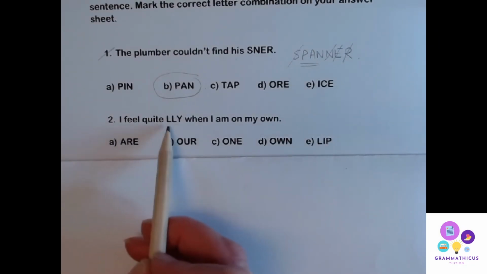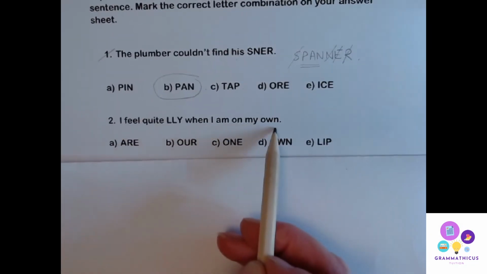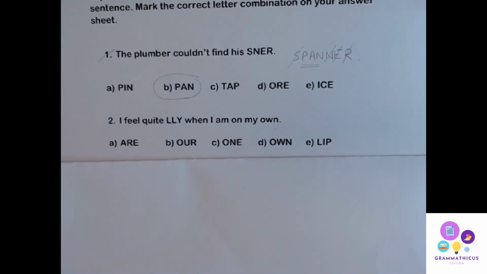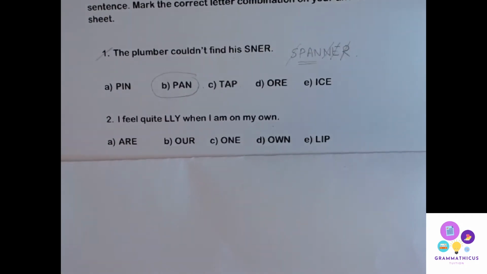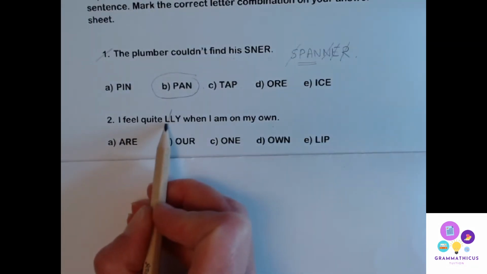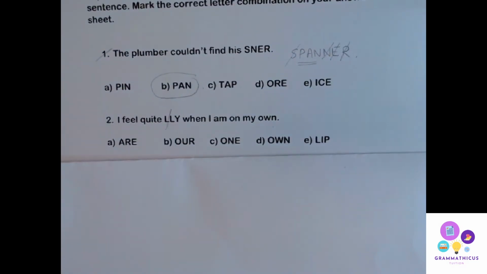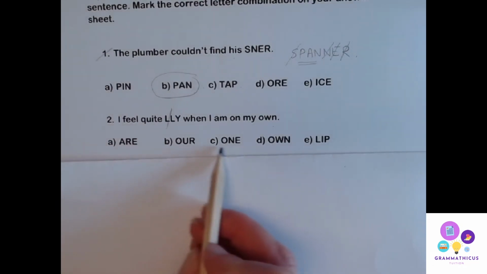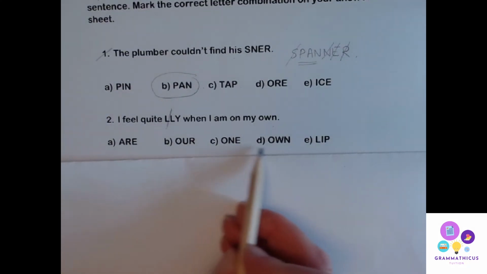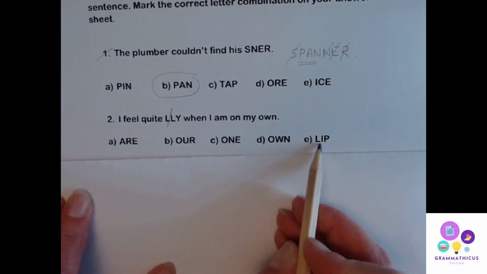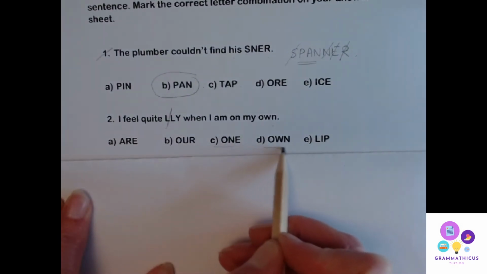It says, I feel quite LLY when I am on my own. Now, some letter combinations just don't go together and they can act as a clue as to where the 3-letter word may go. And straight away, I'm drawn to the space between the 2 L's. We haven't got many words that start LLY. So I'm drawn to that point there. So I feel quite lowly, lonely or lillipity. Okay, so far I'm sort of drawn to this one and this one.